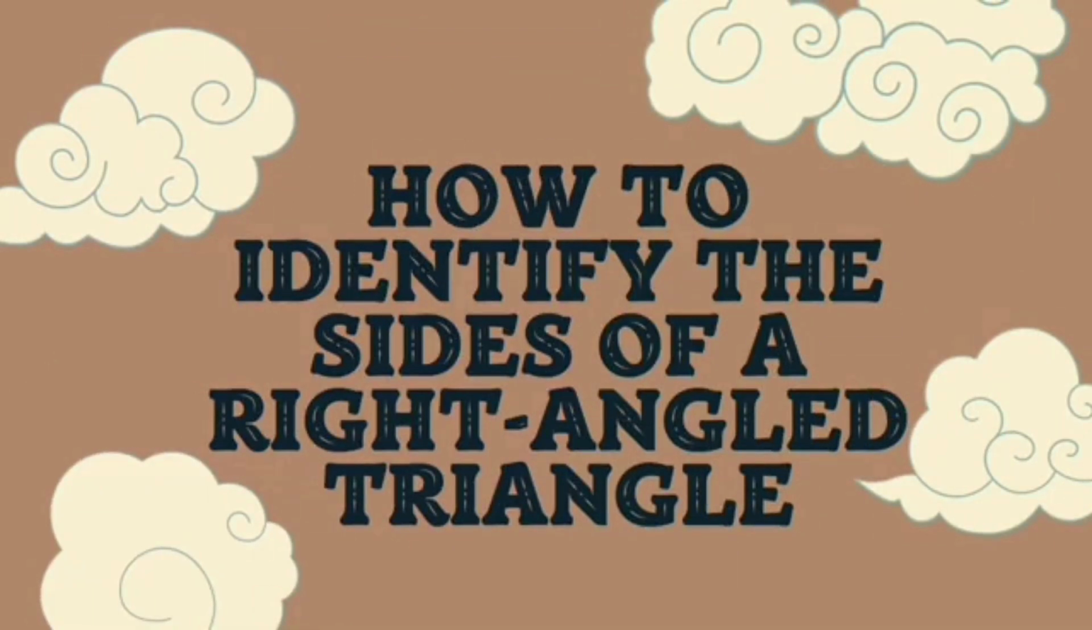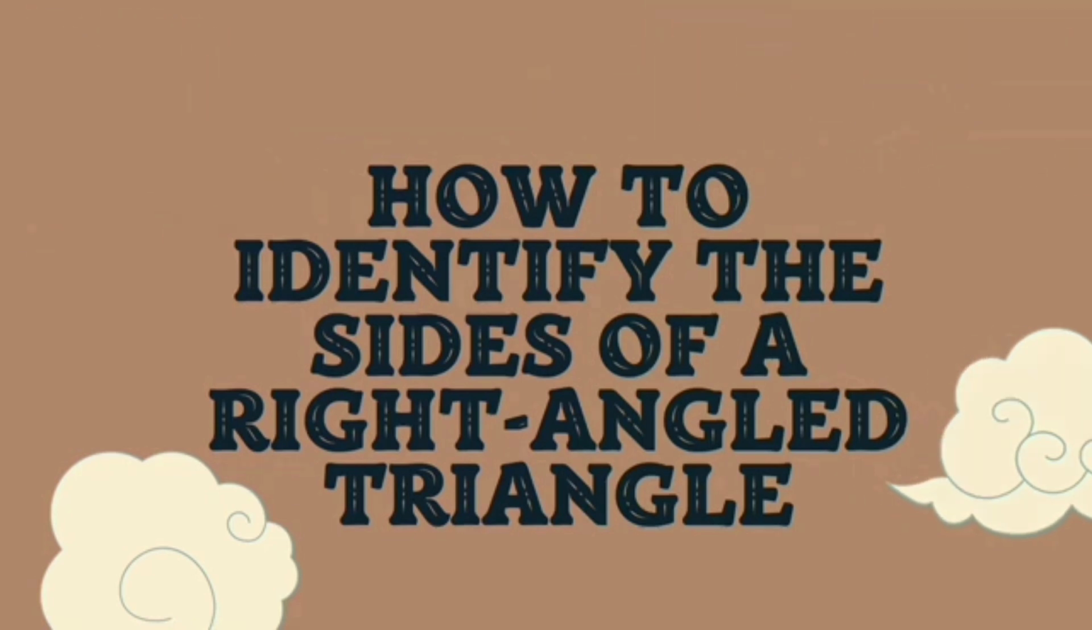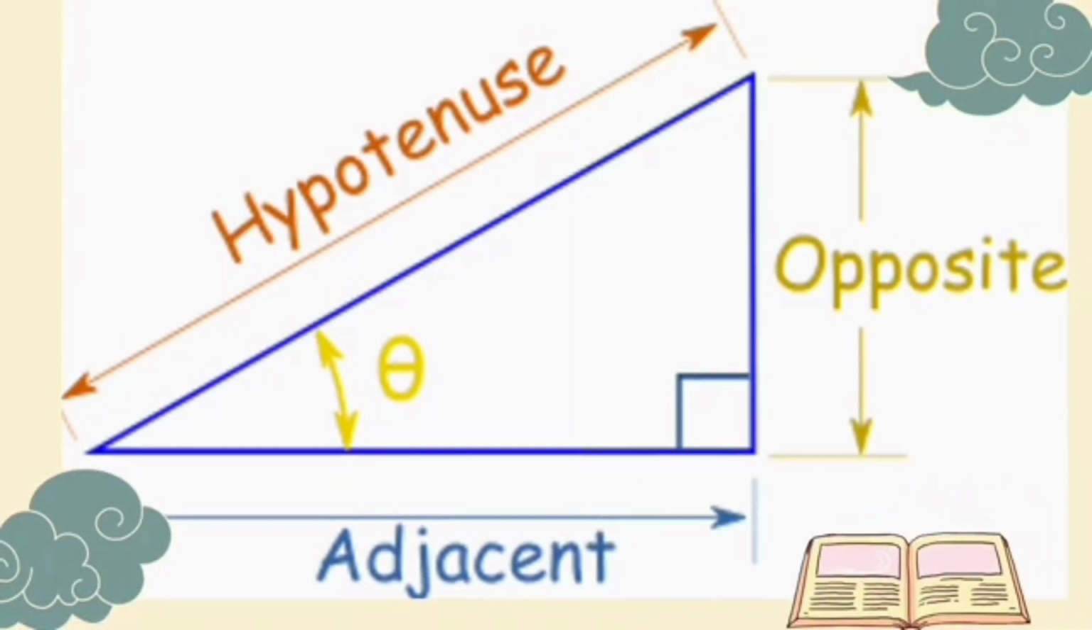Firstly, let's learn how to identify the sides of a right-angled triangle. Although there are different kinds of triangles, our study in this class will involve the right-angled triangle. A right-angled triangle has three sides: the hypotenuse, the opposite, and the adjacent sides. The hypotenuse is the longest side of the right-angled triangle, which is facing the right angle or the 90 degrees.